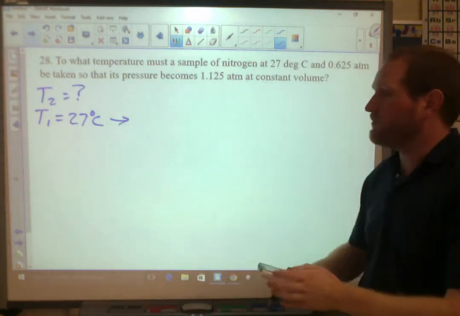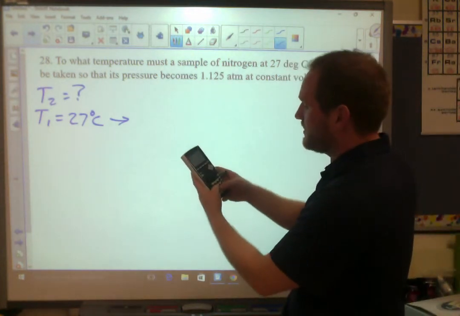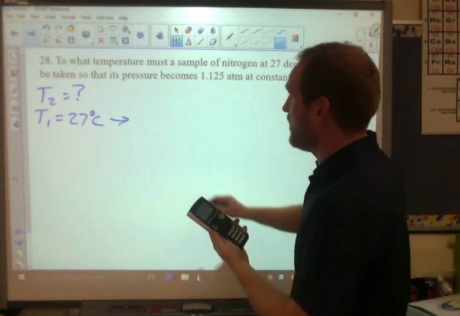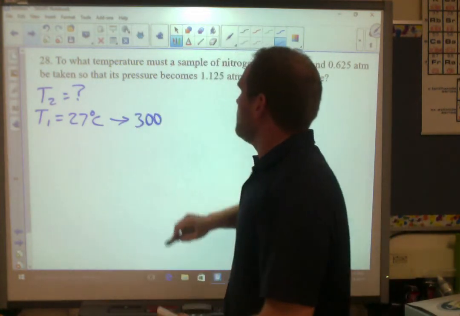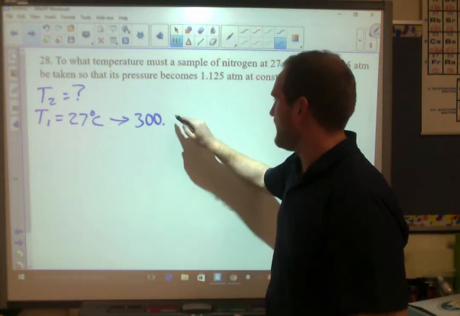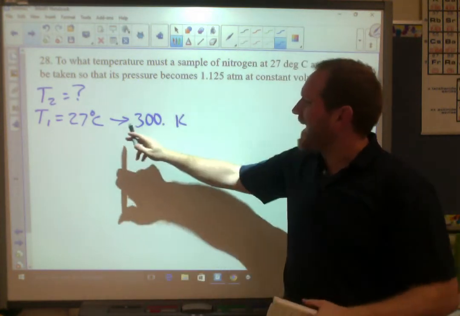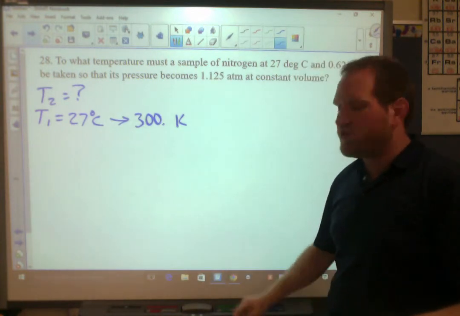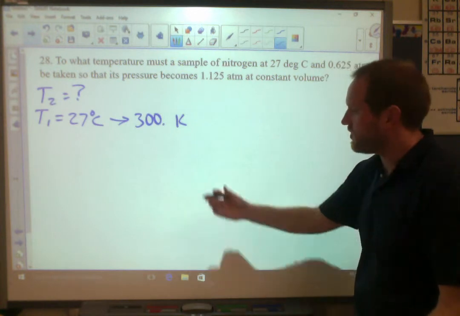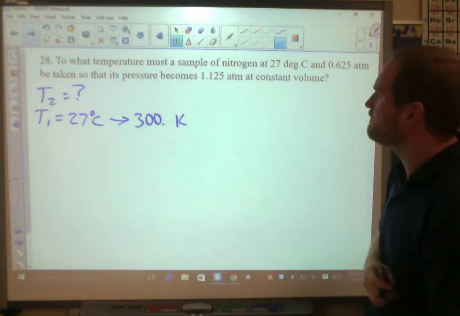I've made way too many mistakes adding this number. I'm going to do it on my calculator. 27 plus 273 gives me 300. But really, this isn't to the nearest whole number, so I'm going to add a point at the end. And again, if you added 273.15, you would get 300.15, but you'd cut that 0.15 off anyway. So you may as well just add 273.